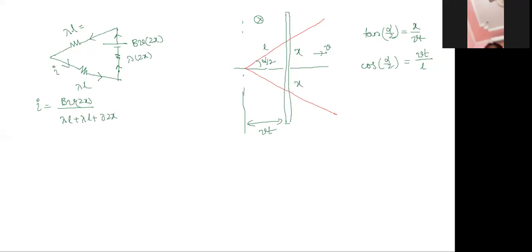All of you noted down. So immediately after the switch is at position 2, the current becomes I1 by 5. Find the total heat produced in the resistor.